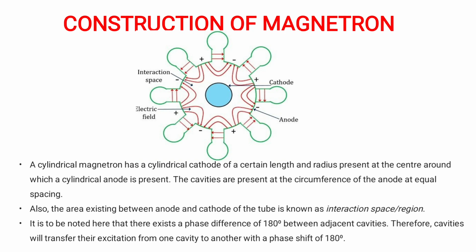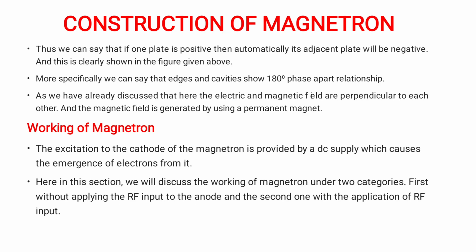It is to be noted here that there exists a phase difference of 180 degrees between adjacent cavities. Therefore, cavities will transfer their excitation from one cavity to another with a phase shift of 180 degrees. If this construction continues, then if one plate is positive, its adjacent plate will automatically be negative. This is clearly shown in the figure on the previous slide. More specifically, edges and cavities show a 180 degree phase apart relationship.